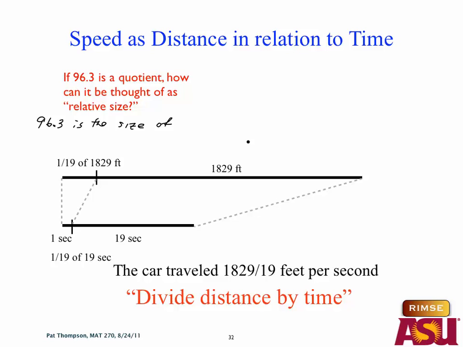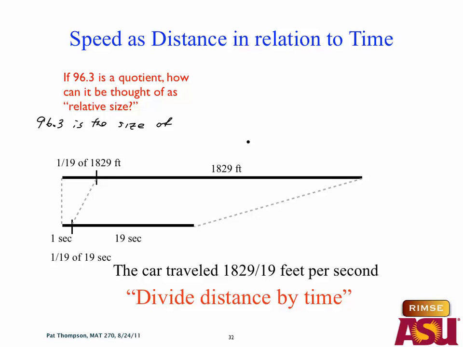Okay, so I'll start you out. If you're explaining it as a relative size, how would you finish the statement? 96.3 is the size of what? 1/19 of 1829. We're not asking about the calculation, I'm asking about the quantities involved. Yes? I would describe it as the ratio between the two quantities, the relation. Okay. So what does relative size mean? We've got to get at what relative size means.